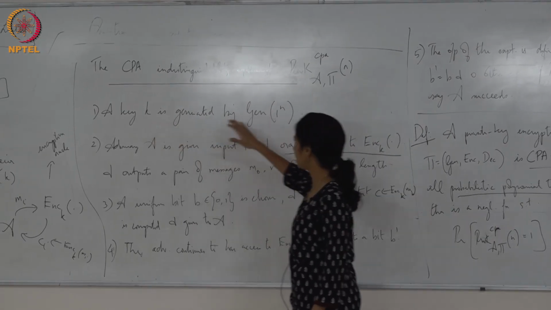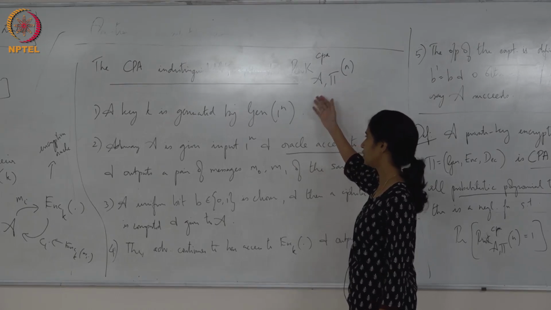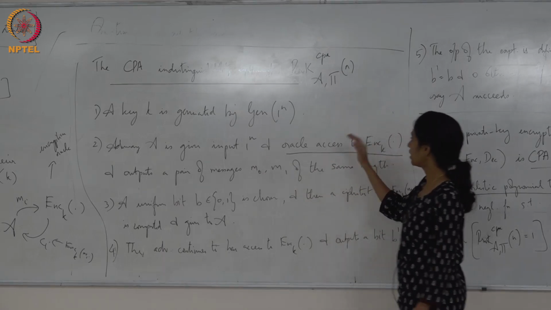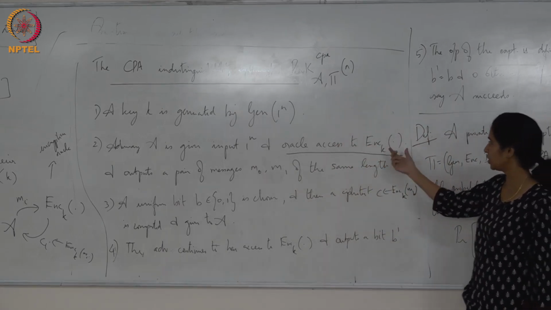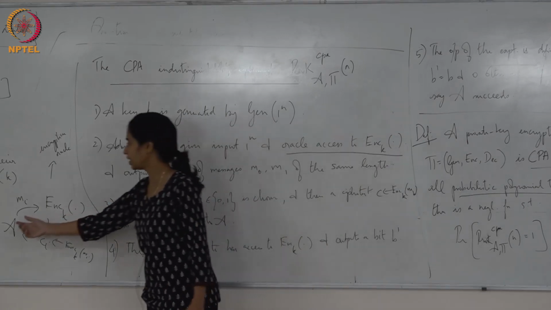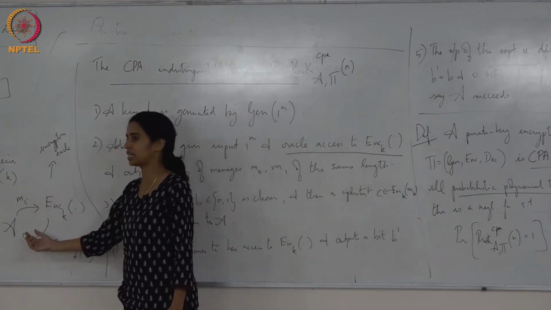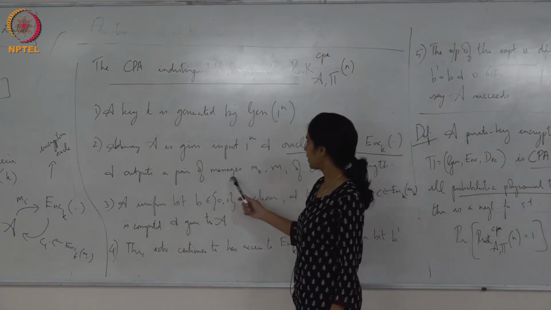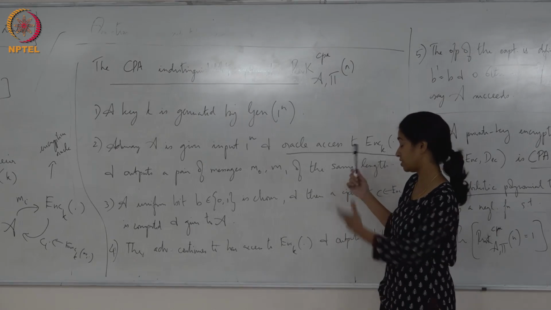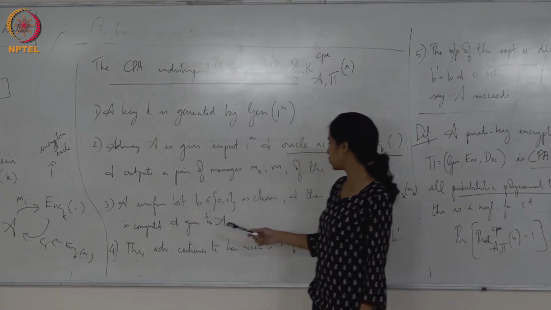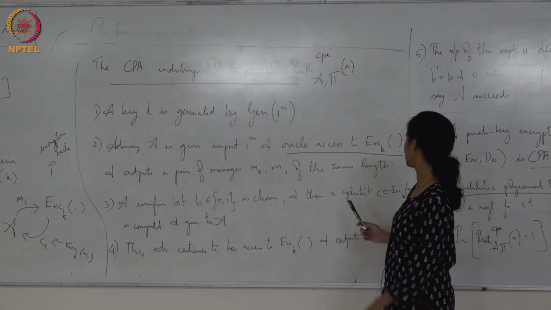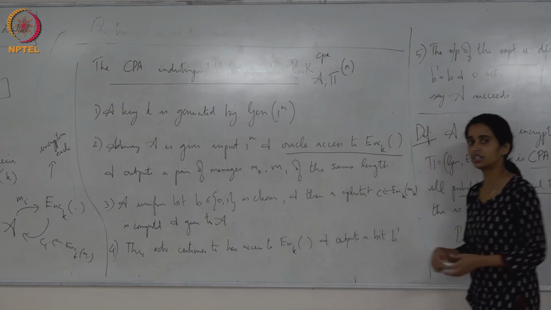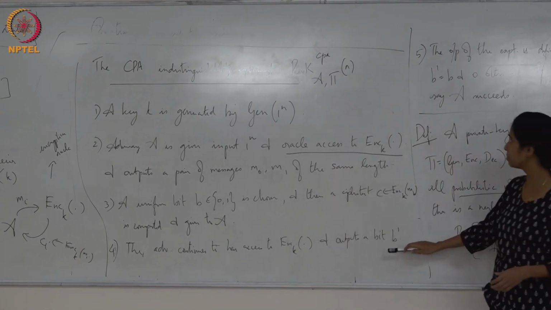Again, a key is generated by running the key generation algorithm, which takes the security parameter as input. The adversary is given the security parameter as input and oracle access to an encryption oracle, right. Essentially, to this encryption oracle, the adversary can query messages of its choice and receive ciphertexts that correspond to those messages. Then A outputs a pair of messages M0 and M1 of the same length. Then a uniform bit B is chosen and the ciphertext, that is the encryption of MB, is computed and given to A.